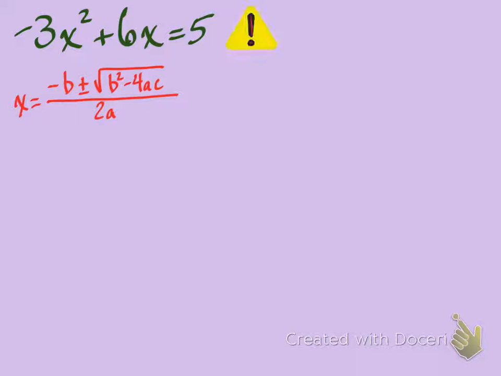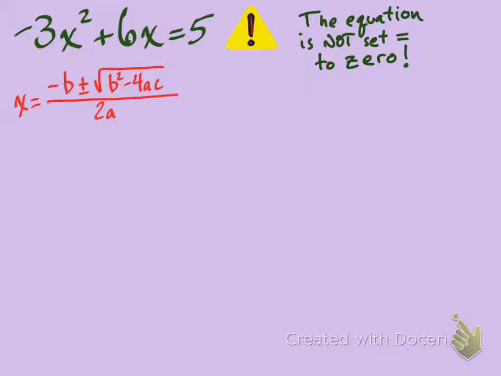Wait a second, caution, caution, red flag. What's wrong with this? This equation is not yet set equal to 0. Okay, so make sure that your equations are set equal to 0 before you figure out what a, b, and c are. That's easy to do. Just move the 5 over from the right side to the left side and it changes signs. So now you've got negative 3x squared plus 6x minus 5 equals 0. Okay, are we happy? Good.